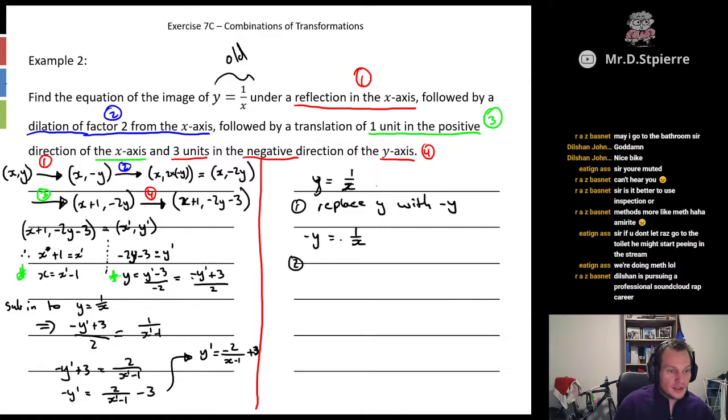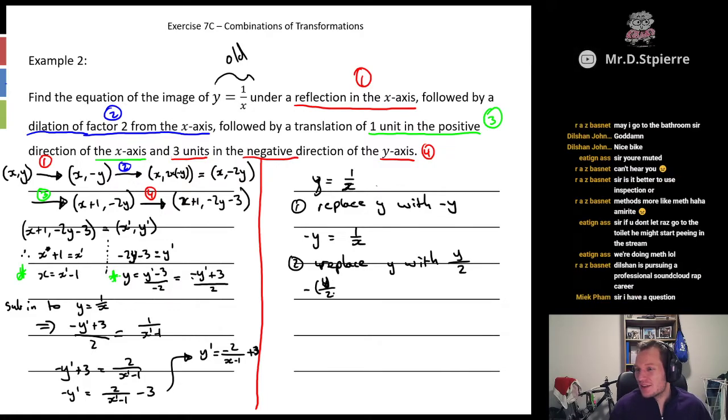To do number 2, we have a dilation of factor 2 from the x-axis. So if we're dilating from the x-axis, we replace y with y on 2. So we get negative y on 2, and this is the difference with the inspection method, is equal to 1 on x. So we're replacing the variable directly, as close as you can get. When it says replace, you do it directly, and then anything around it is left outside of it.